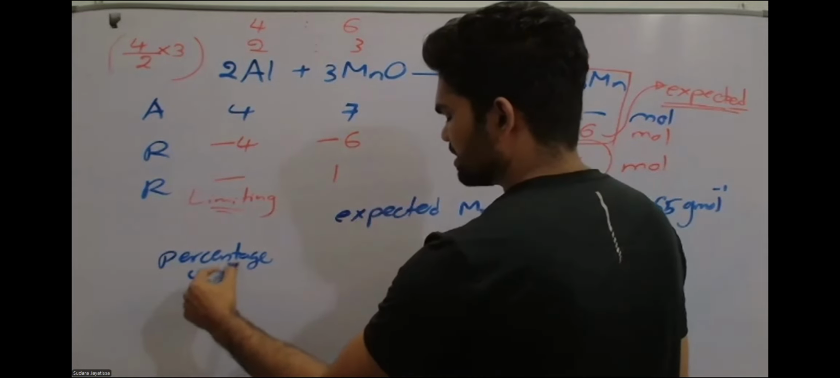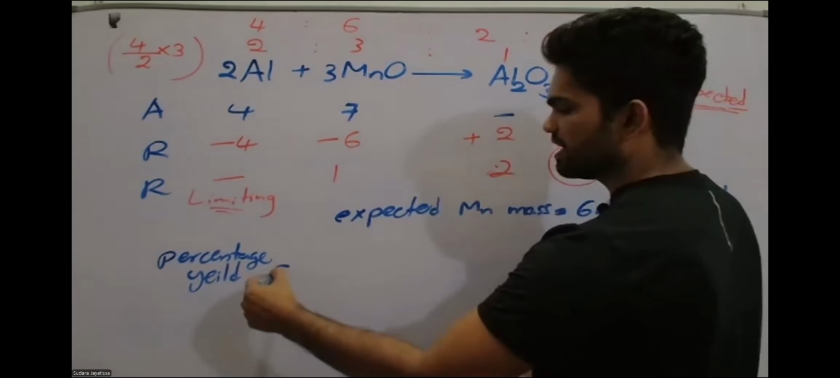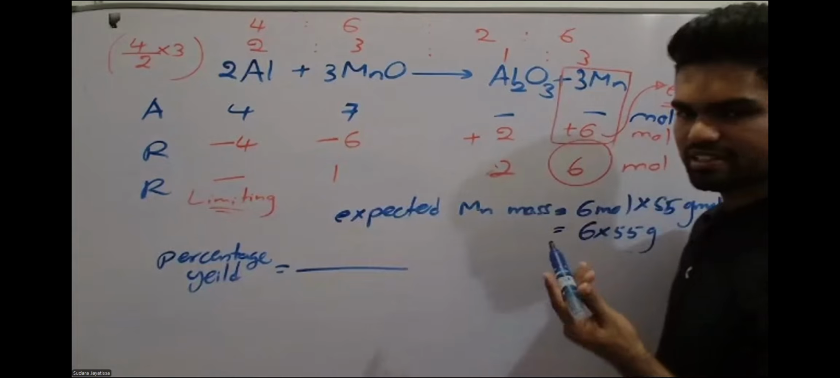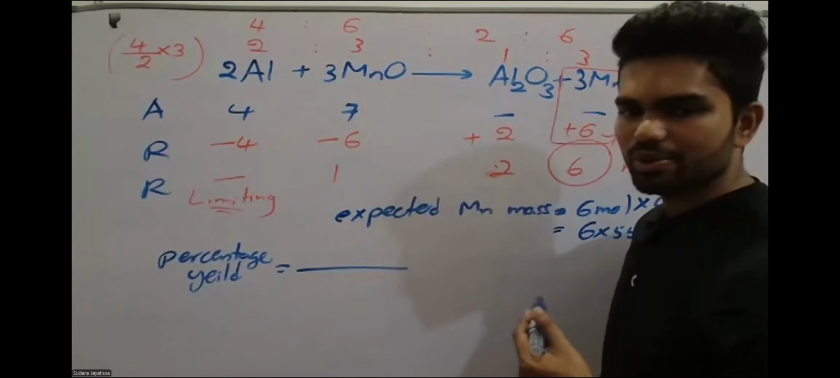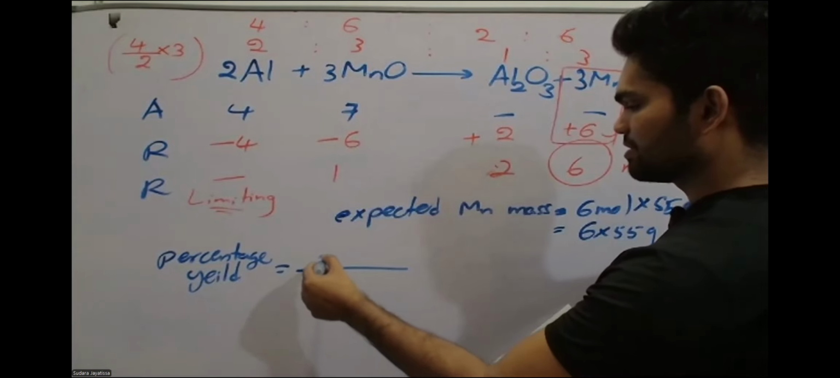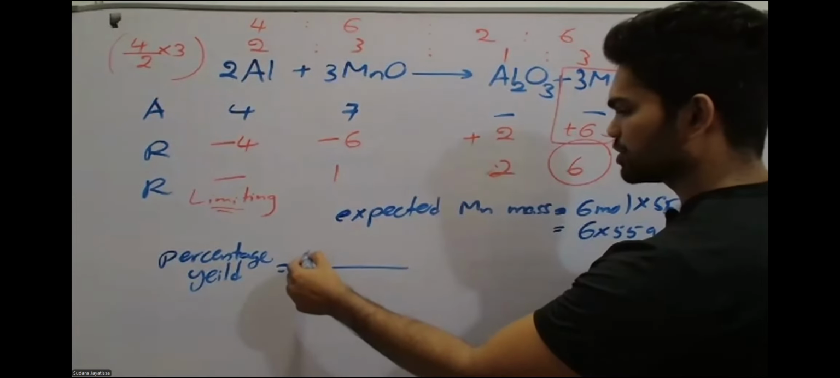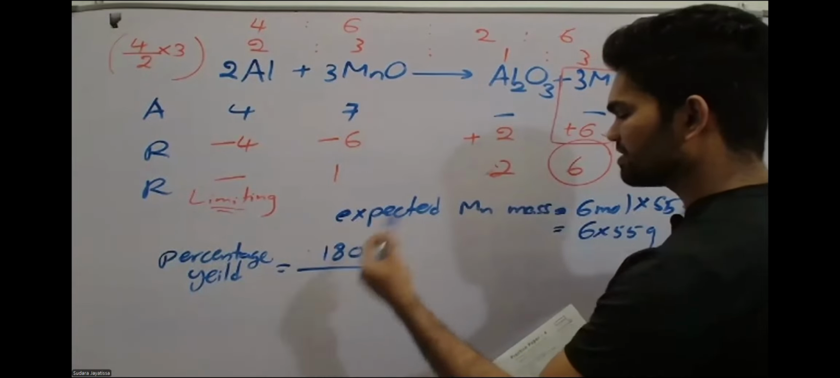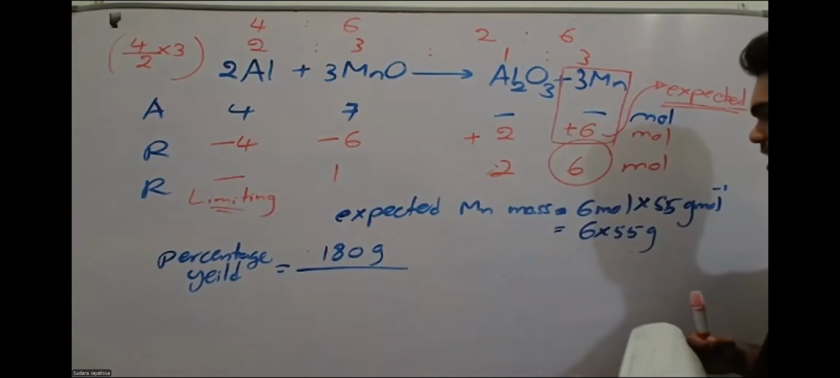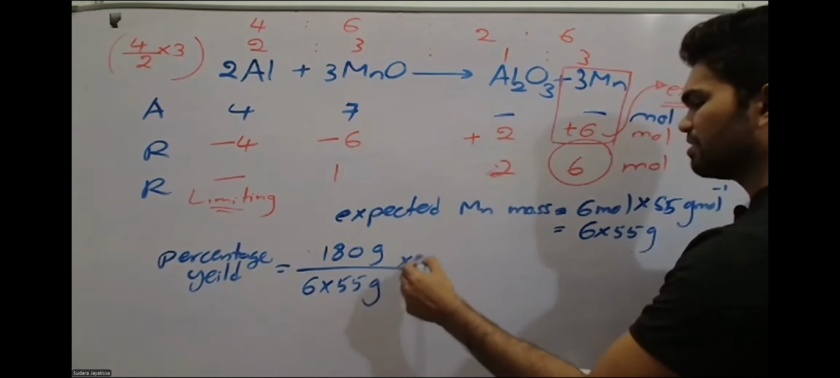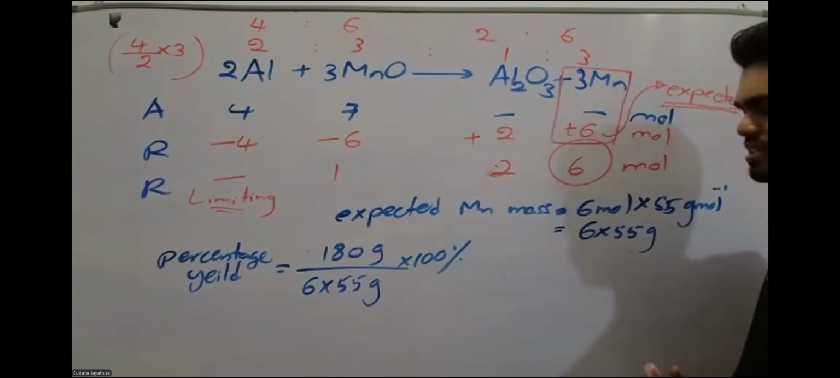This formula will not be given in the A-level exam, so you have to remember the percentage yield. It's not that difficult. Like I said, it is similar to how you are getting marks in a test. So we get the actual mass. Actual mass is 180 grams, given in the question as data, and expected mass 6 into 55 grams, and we multiply for 100%.